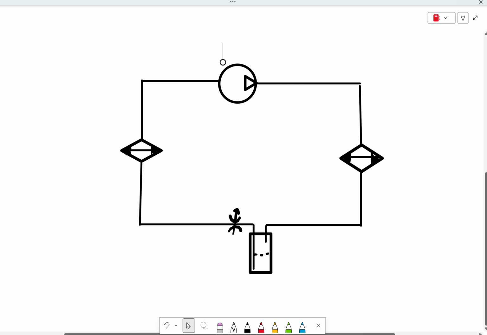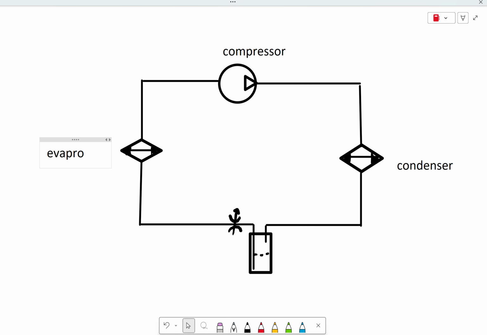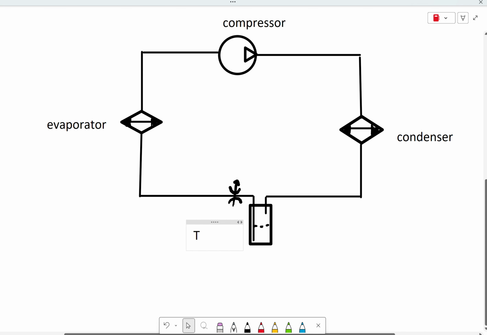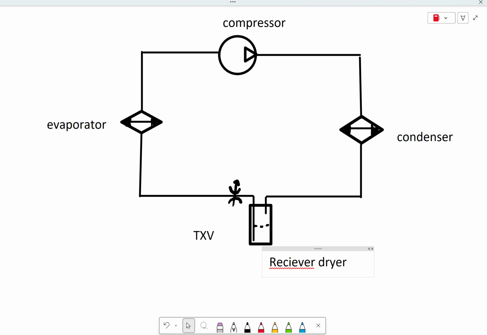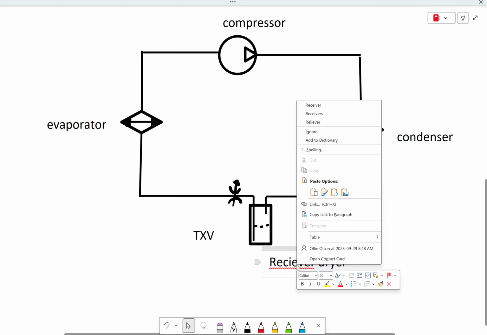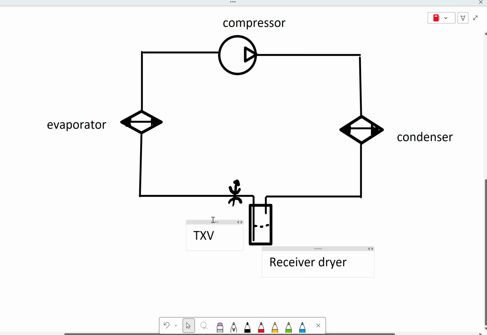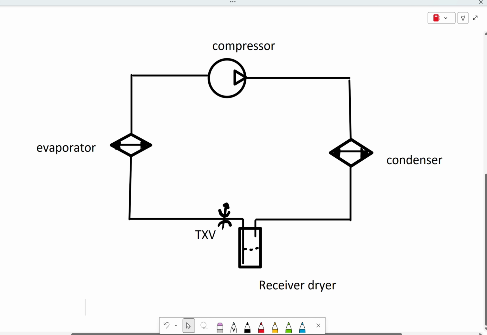So what we'll do now is we'll just go ahead and designate these: compressor, condenser, evaporator, TXV stands for thermal expansion valve, and then receiver dryer. Okay. So those are the major components of any refrigeration system.